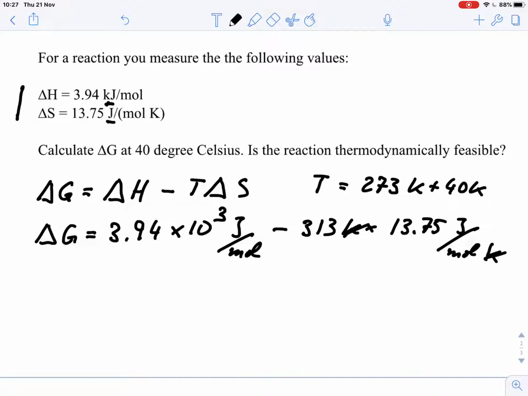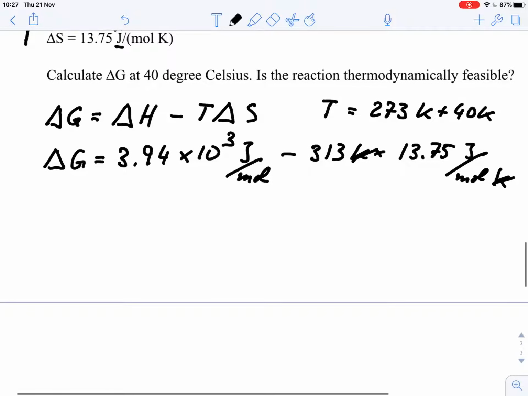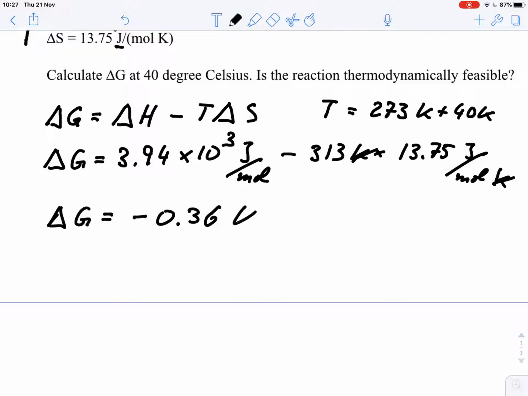Now Kelvin cancels out, and we have both terms as joule per mole, which is a good sign because then we can subtract that. And if we put that into a calculator, we get delta G equals negative 0.36 kilojoule per mole.